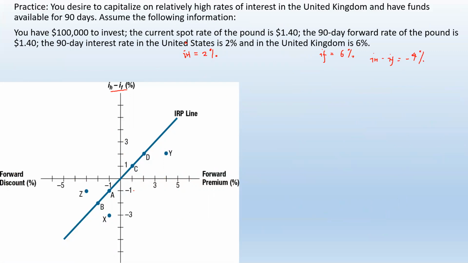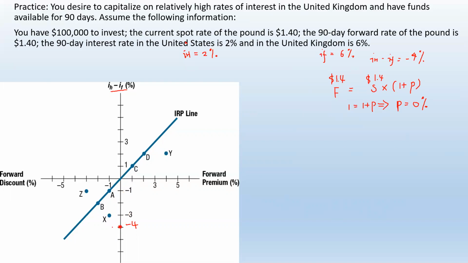So we know it's on here, it's negative 4%. And also we found that the spot rate equals the forward rate. So forward rate is 1.4, spot rate is 1.4. So then we find the P, because those two are exactly the same. 1 plus P equals 1. Then P equals 0%, which means the dot is located here.